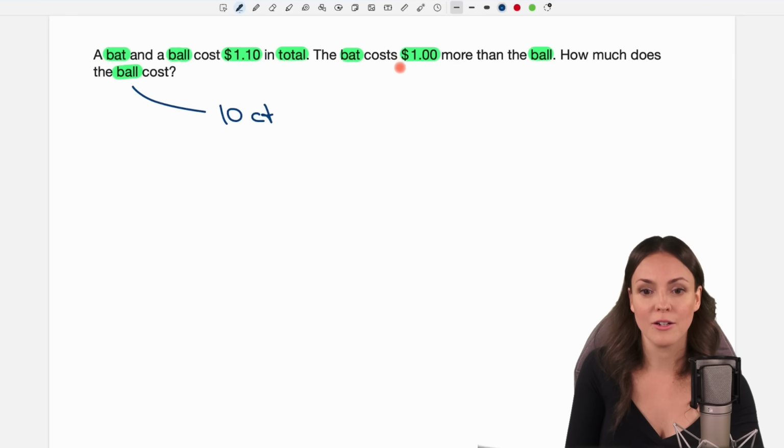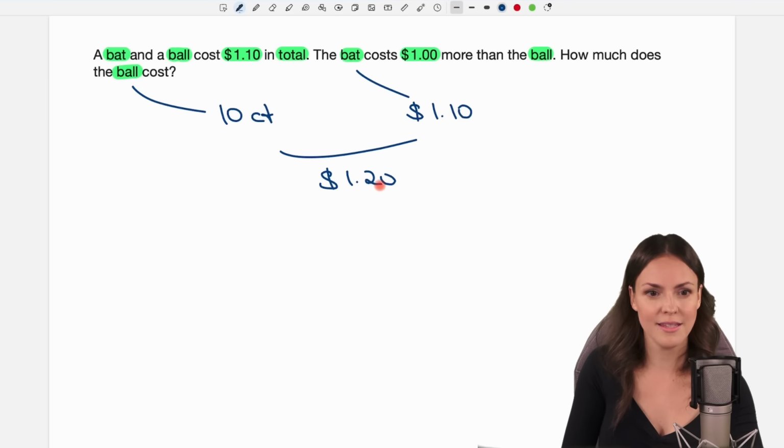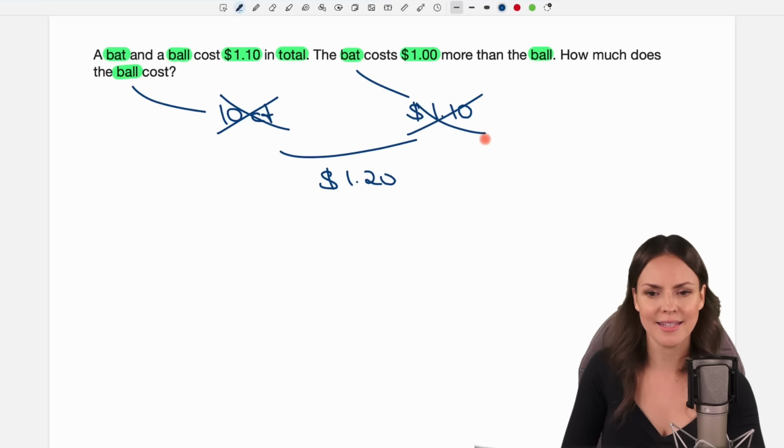And because the bat costs $1 more than the ball, the bat would cost $1.10 then. But the problem is that if we add these two, we get a result of $1.20. But they said that both of them together should cost $1.10. So this cannot be the correct answer.